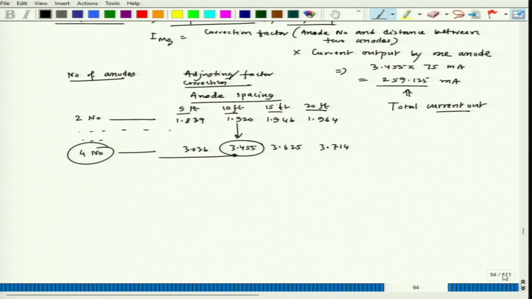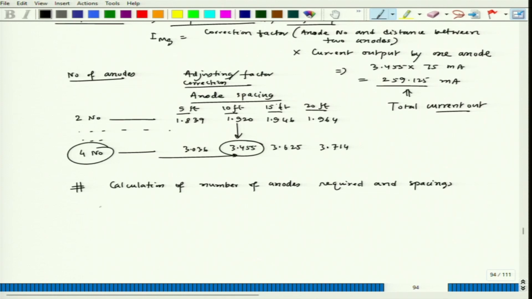So, now another mode of calculation we can think of is calculation of the number of anodes required and what could be the spacings. Okay. So, in order to do that, let us see a problem.